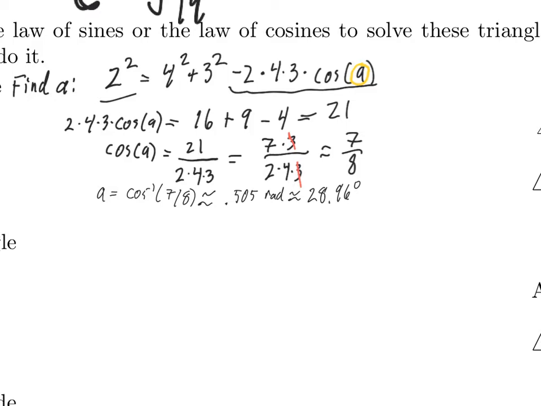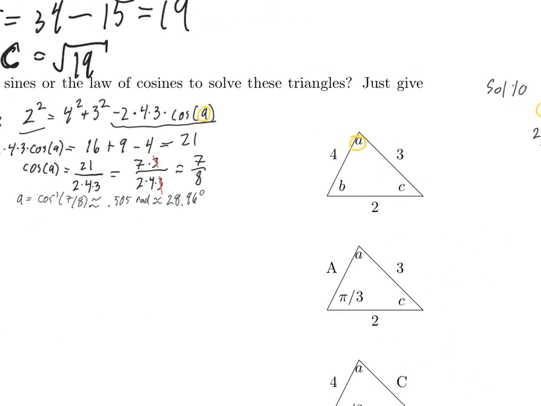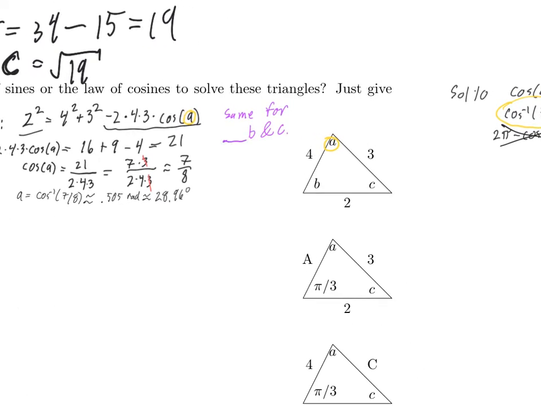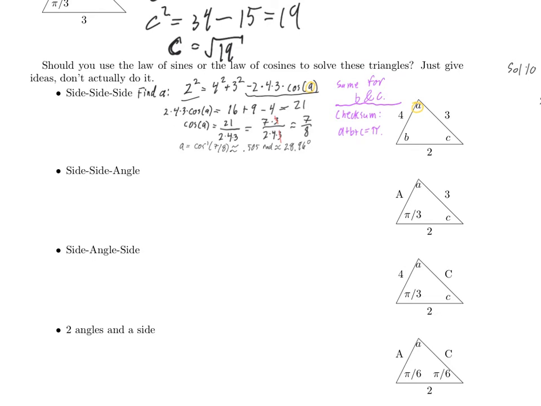And in fact, do you think you could do something similar to find the remaining angles? Of course you could. I don't have space here. You could do the same walk to find B and C, and then you could even check with a checksum: A plus B plus C should be pi. Nice. Next, a side-side-angle triangle. And we saw this a little bit last time.